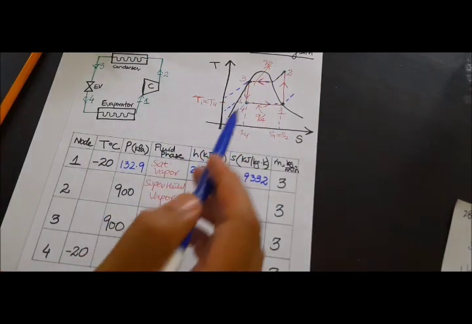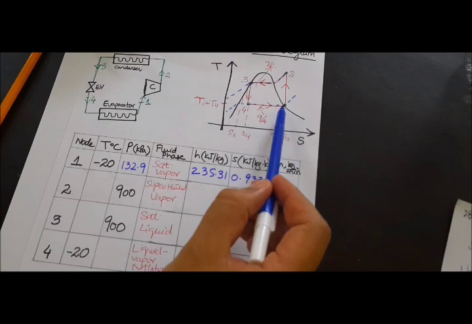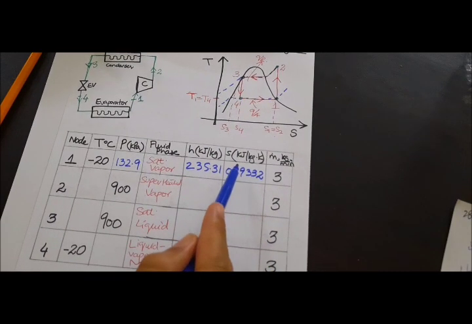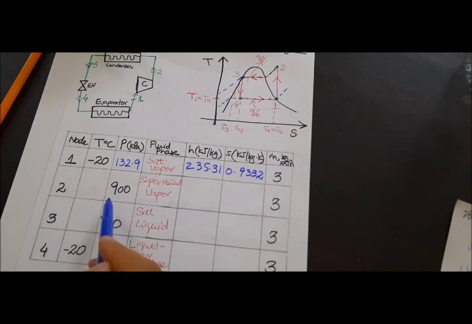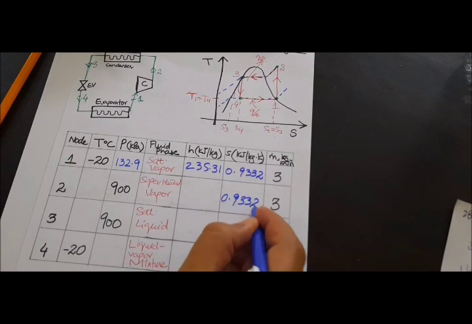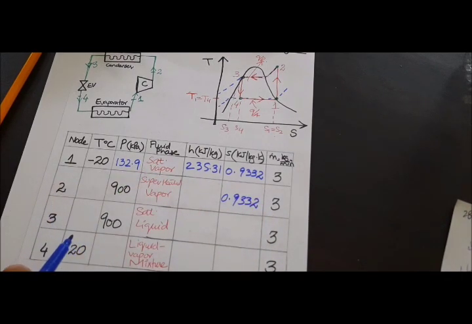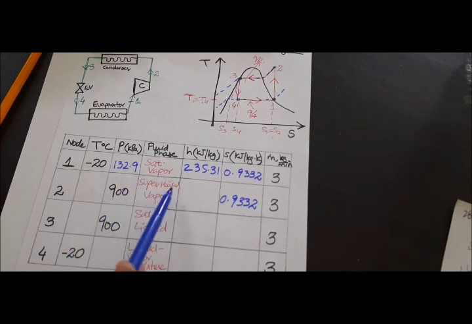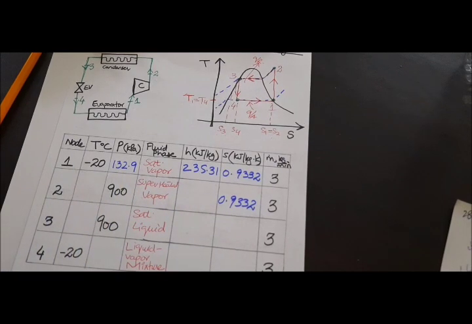Then it is very important to know that whatever is the entropy at 1 is the entropy at 2, because it is an isentropic compression. So whatever is the entropy here at 1 would be the entropy at 2, and it is 0.9332. So again, you can see that we now have a pressure. We know the pressure, we know the state, which is superheated vapor, and then we know the entropy.